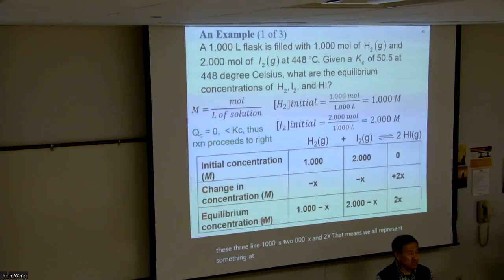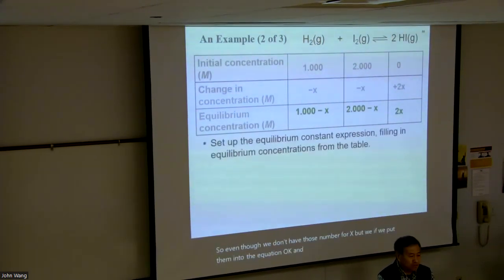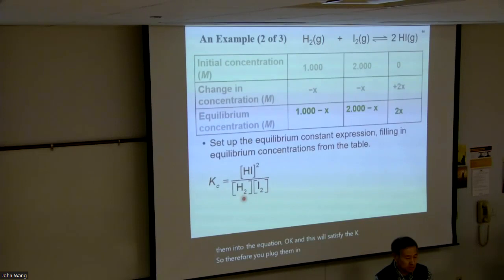And the concentration at equilibrium. Then we know the concentration at equilibrium, and if you plug it into the K expression, that will give you the K. Even though we don't have the number for x, we know that if you plug that into the K expression, this will satisfy the K. So therefore, you plug that in, and the K has a different system.